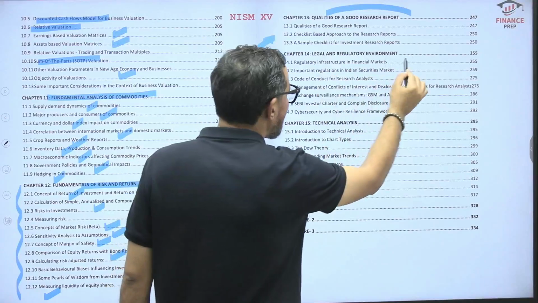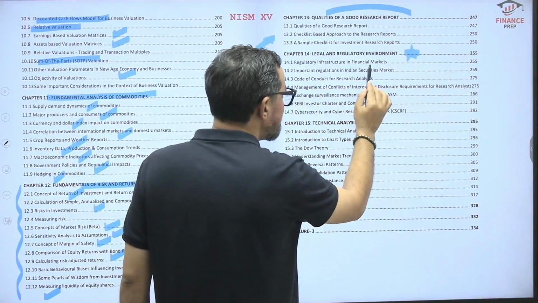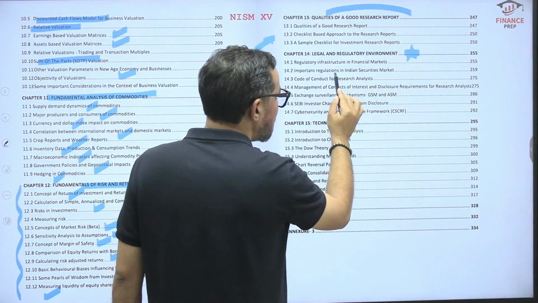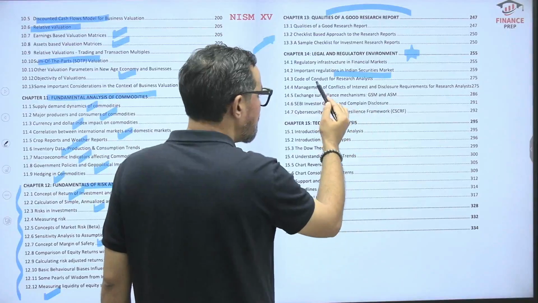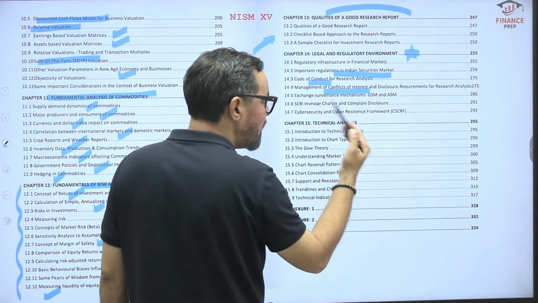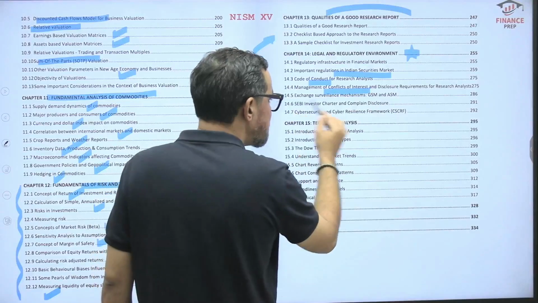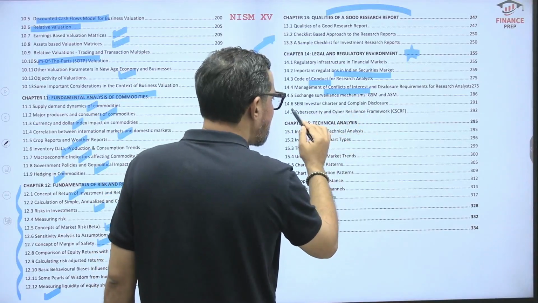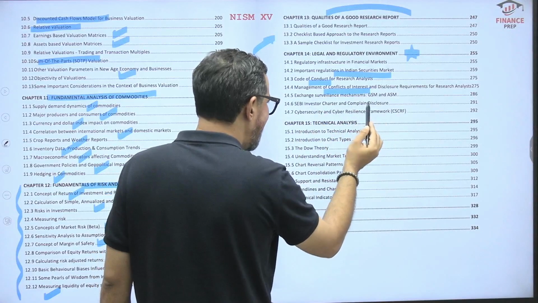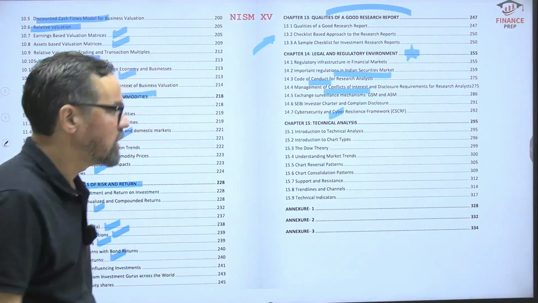Then legal and regulatory environment, again a very important one. So regulatory infrastructure in financial market, then we have Indian securities market code of conduct. Then we have management of conflict of interest and disclosure requirement for research analysts, exchange surveillance mechanism. Then we have SEBI investor charter and complaint disclosure, cyber security and cyber resilience framework, right?